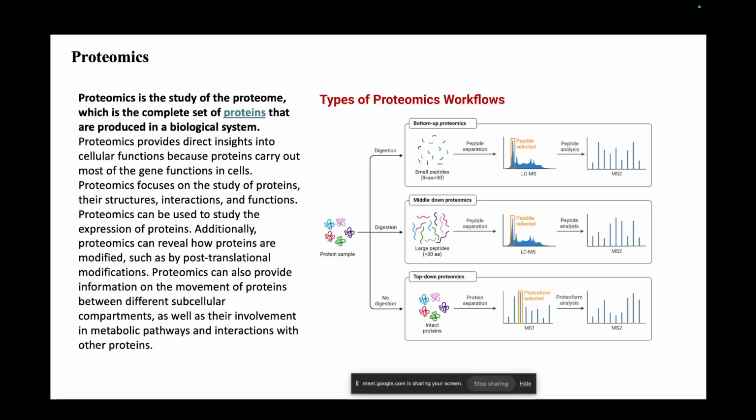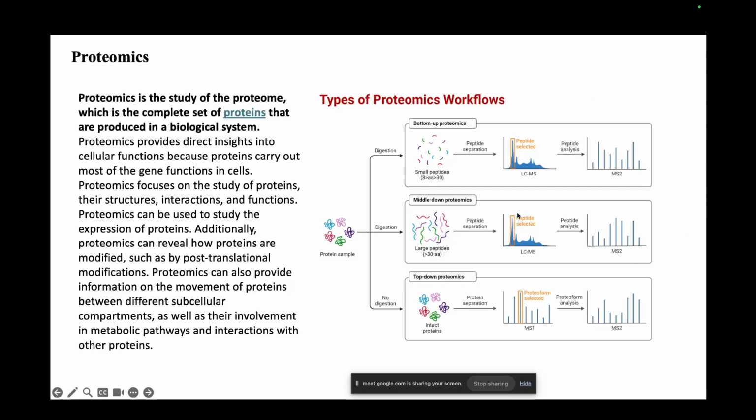Similar to transcriptomics, proteomics is the study of the proteome, which is the complete set of proteins produced in the biological system. It provides direct insights into cellular functions because proteins carry out most of the gene functions in the cell. Proteomics focuses on the study of proteins, their structures, their interactions, and functions. Proteomics can be used to study the expression of proteins. Additionally, it can reveal how proteins are modified, such as by post-translational modifications. It can also provide information on movement of proteins between different subcellular compartments, as well as their involvement in metabolic pathways and interaction with other proteins.